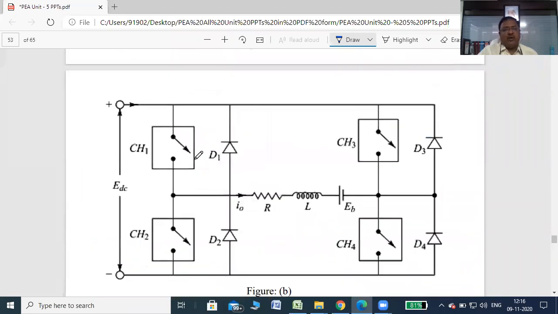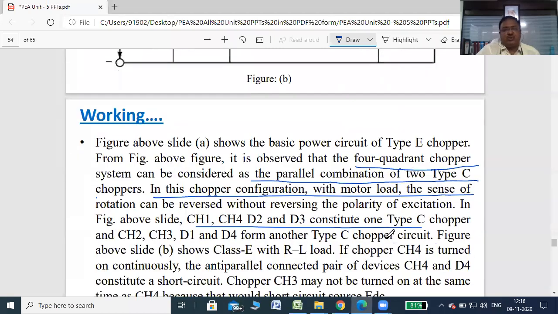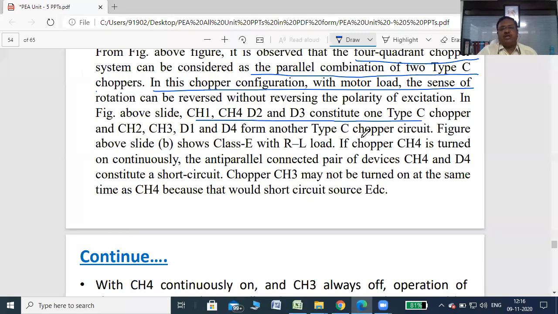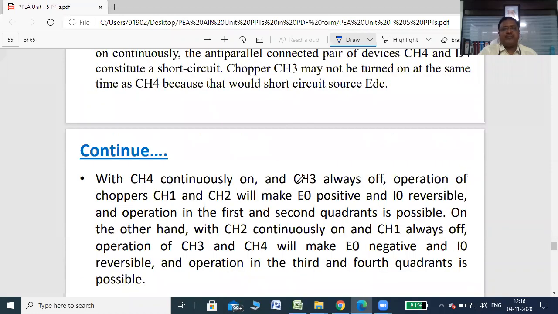Chopper 1 and chopper 4, and diode D1 and D4 constitute one type C chopper, and the second one, CH2 and CH3, D1 and D4, forms another type C chopper. So this figure shows two type C choppers.